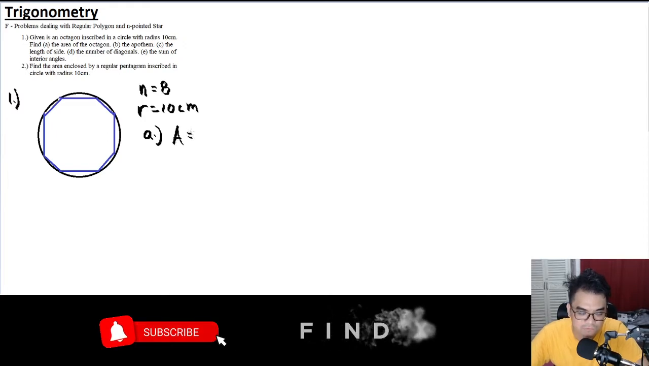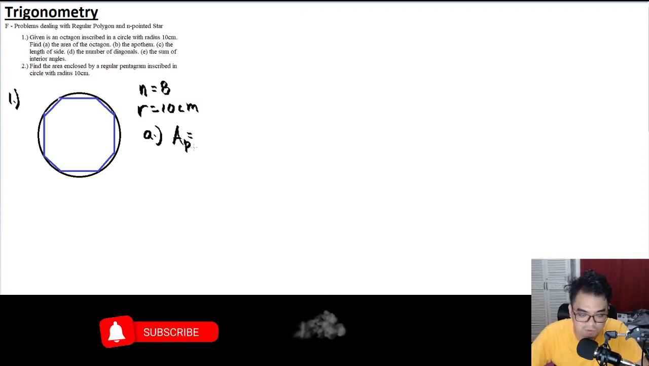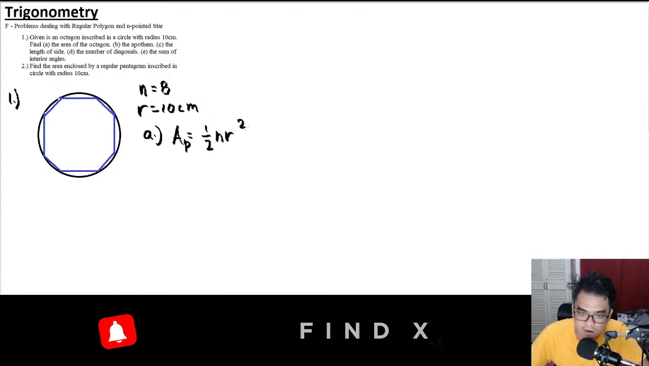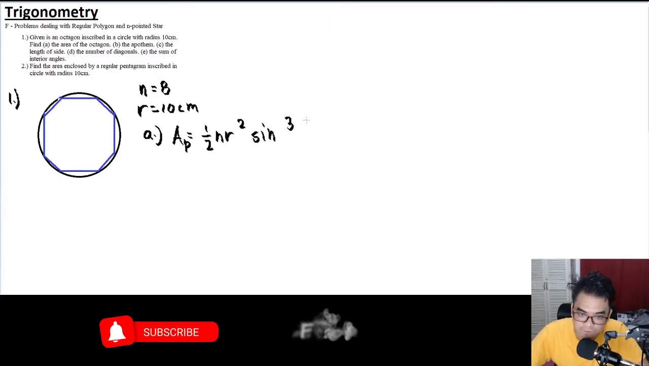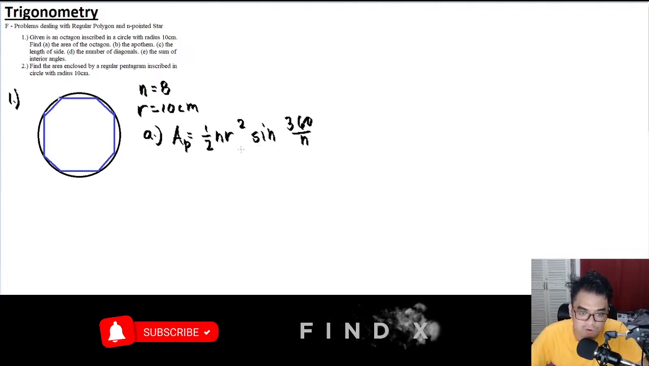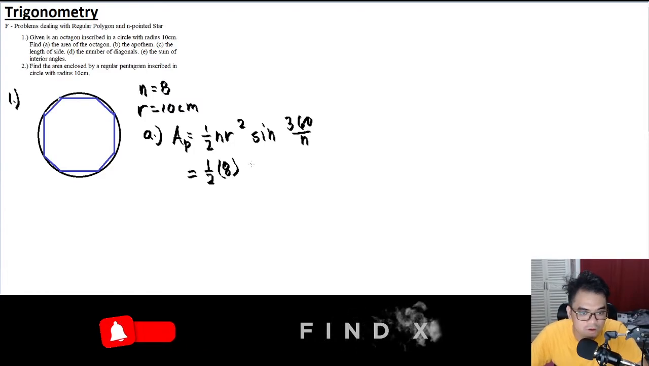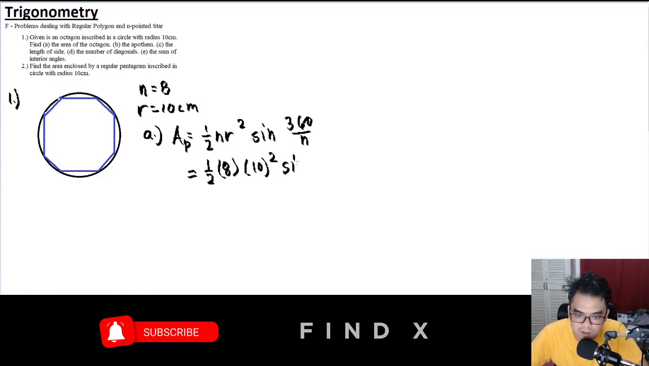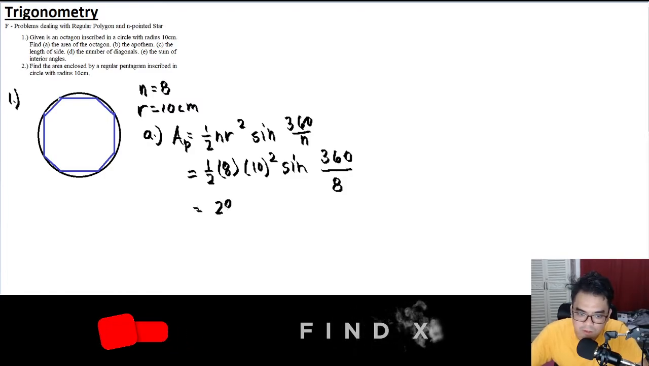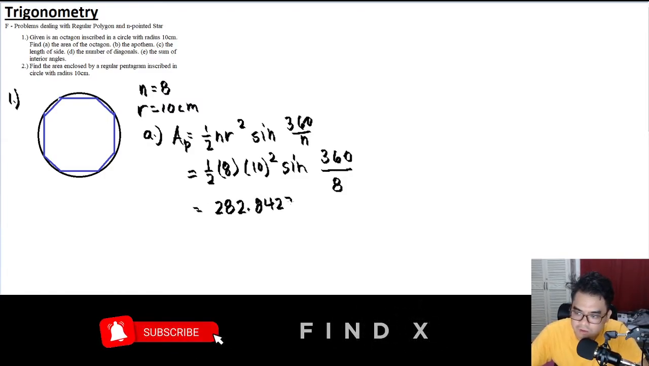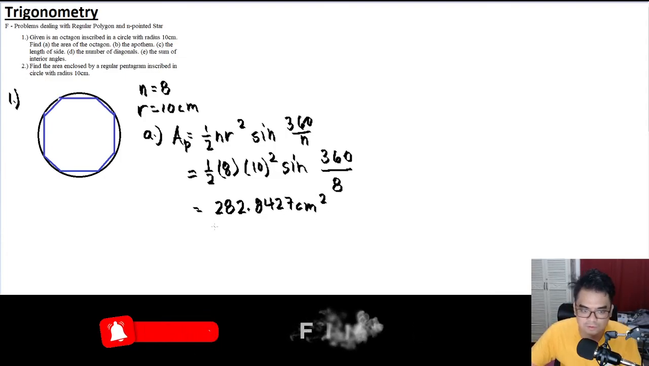So area of the octagon, if the octagon is inside the circle, the formula is, let's just call it AP, the area of the polygon inscribed in the circle, that is 1/2 n r squared sine 360 over n, where n is your number of sides, r is the radius. So n is equal to 8, r is 10, so 1/2 times 8 times 10 squared sine 360 over 8, and the answer will be 282.8427 square centimeter.